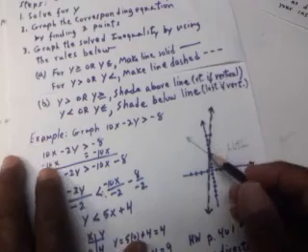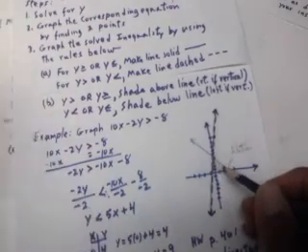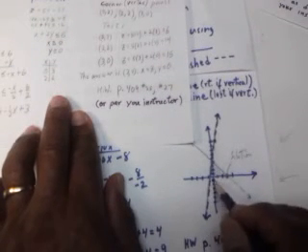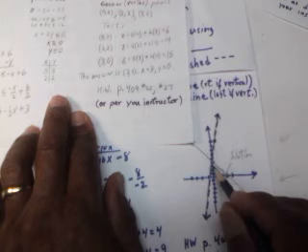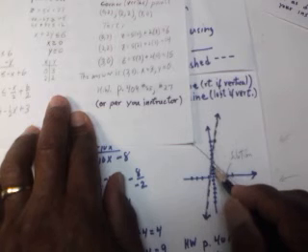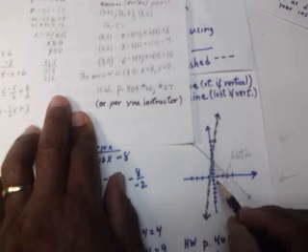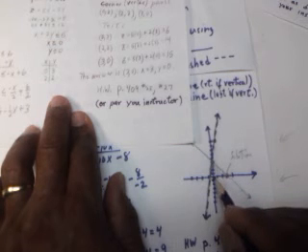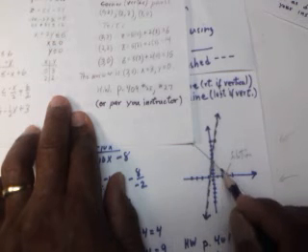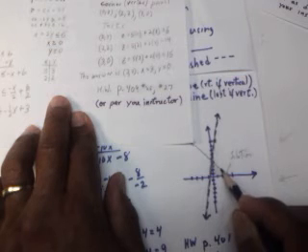So I have 0, 3. I don't go any right or left. I just go up 1, 2, 3. So that would be this point right here. And for my next point, the next point is 2, 2. So I go 2 to the right, and I go up 2. That would put me there. And then I draw my line.